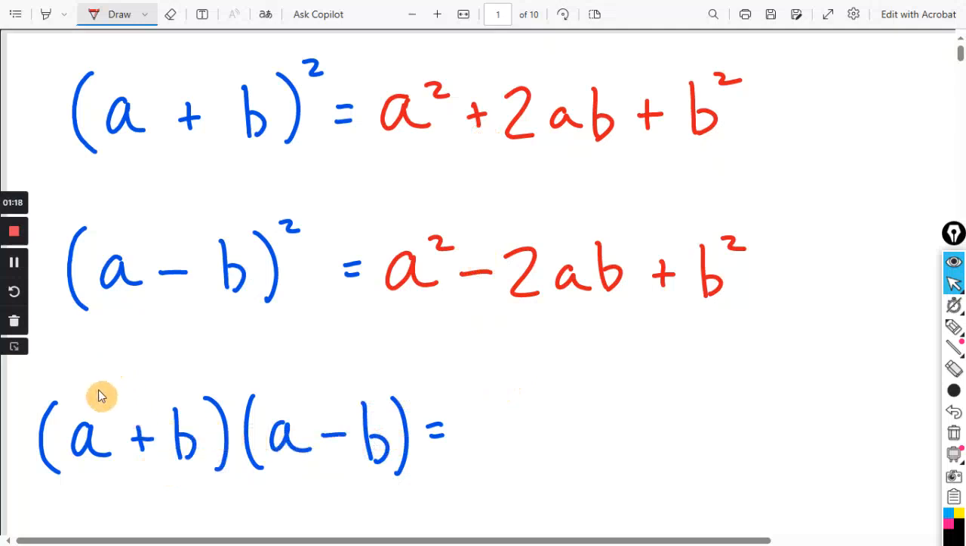Finally, the last one, using FOIL, a times a is a squared. B times negative b is negative b squared. And if you did the inner outer, you would get positive ab minus ab, and that would just cancel. So for this one here, there is no middle term. So if the problem is in this form with no middle term, you are going to be using this factored form. If the middle term is negative, use this one. Middle term is positive, use this one.